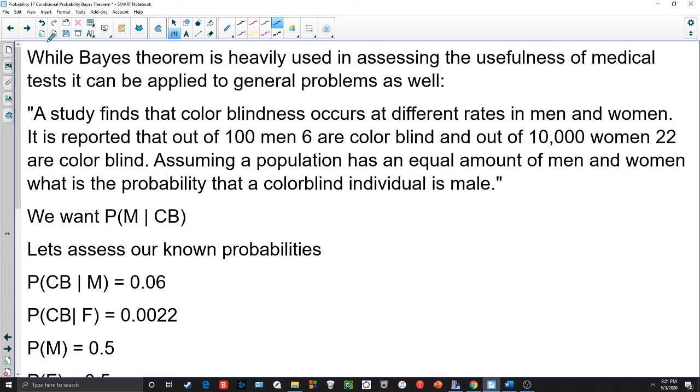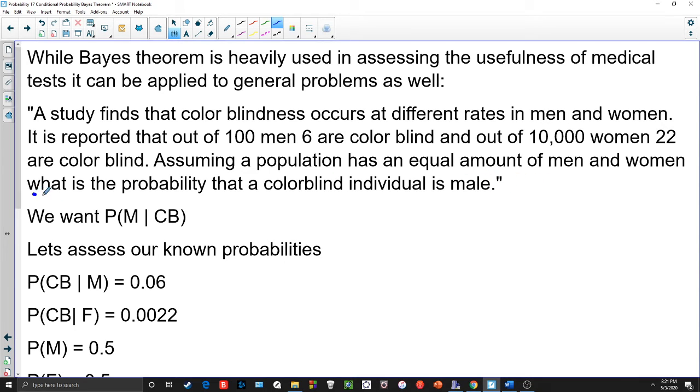Now, like I said, it doesn't necessarily have to be applied to just medical testing. So we'll see an example here where it's still used, just not in such dire straits. So we have a study here that finds that color blindness occurs in different rates in men and women. Based on past studies, we'll say, 6 out of every 100 men are colorblind and 22 out of every 10,000 women are colorblind. Assuming that we have an equal split of men and women, what's the chance that a colorblind individual is male?